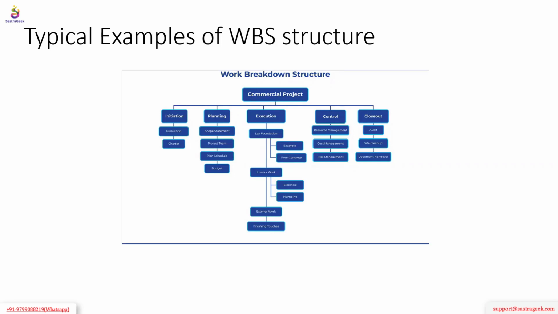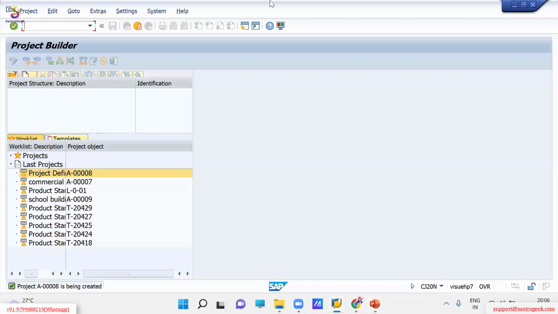In the planning phase: scope statement, project team, plan schedule, budget, cost planning. In the execution phase: lay the foundation, excavate, pour the concrete, internal work, exterior work, finishing touches. In the control phase: resource management, cost management, risk management. And in the closeout phase: the audit, reporting the project, handover, site cleanup. That's it. So I'm going to define a WBS structure with reference to this practical example. Okay, let's go to SAP.